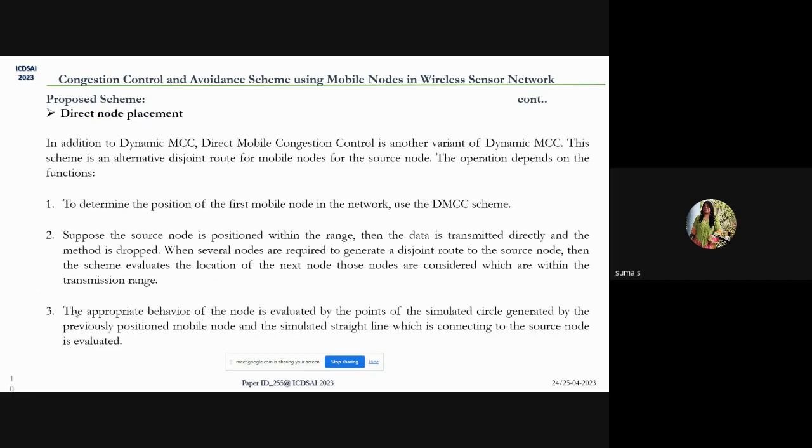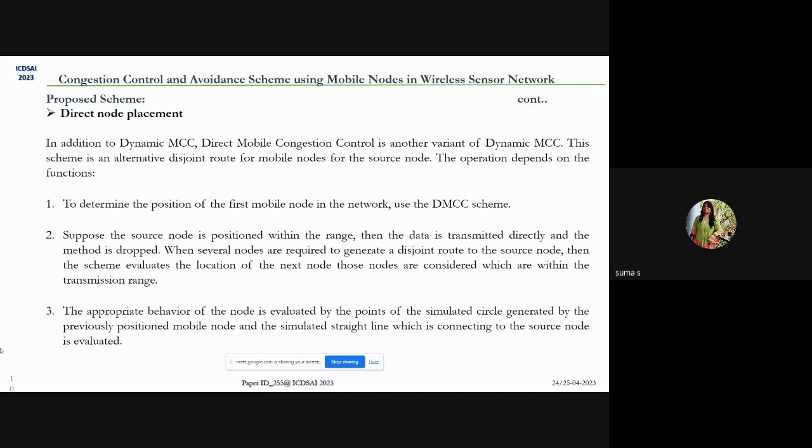Next comes the direct node placement. So in addition to the dynamic mobile congestion control, direct mobile congestion control is another variant of dynamic mobile congestion control. This scheme provides an alternative disjoint route for those mobile nodes for the source node. The operation depends upon these functions.